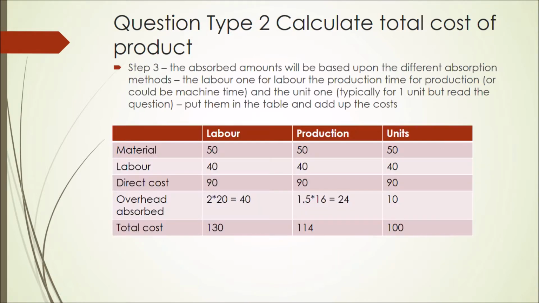Then we put in our overhead absorptions based on, and this is the point, if we chose a particular one. It's not definite, it's not actually what we're going to do; it's if we're going to choose labour. In this one, it gave us 2 hours of labour time, 1.5 hours of production time, and 1 unit is 1 unit. We calculated those absorption rates in the first part of the question, and that will then give you your total costs. Produce the table like that.